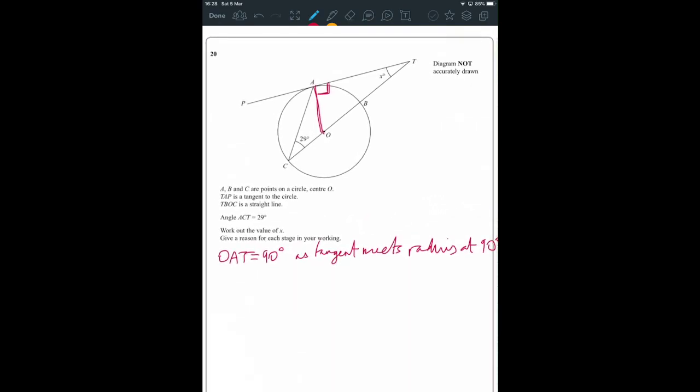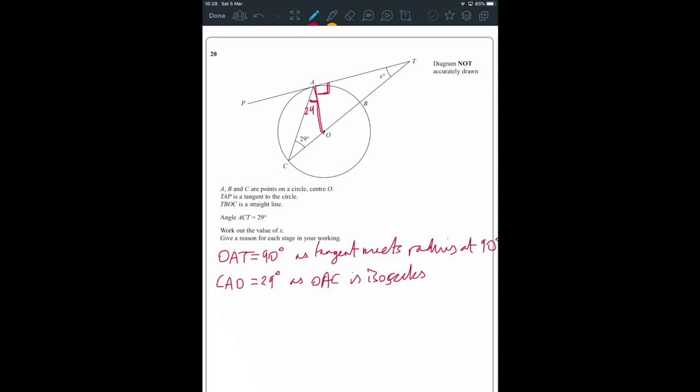Well, what else could I now work out? Well, it looks like I'm going to be using the triangle TAO. So if I can work out the other angle down at O, I'll be able to use triangles add up to 180. Well, indeed, I know the angle up here is also 29. So that's angle CAO equals 29 as OAC triangle is isosceles. Isosceles because it has two radii.